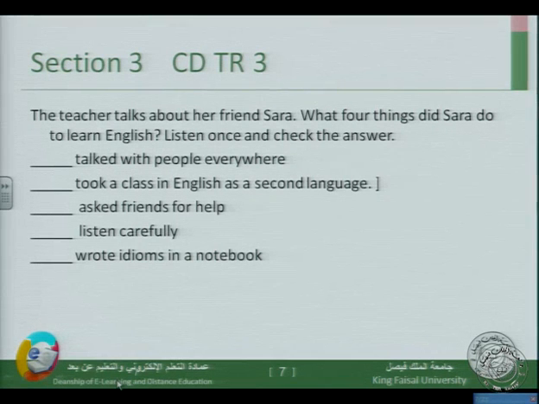So again, now Sarah started asking her friends, how can I learn the language? If I make a mistake in a grammar, I want you to correct me. So she asked her friends for help, and she started talking to people, everyone. And then she has a notebook, this notebook to write the new vocabulary, the new words that may come to her mind.